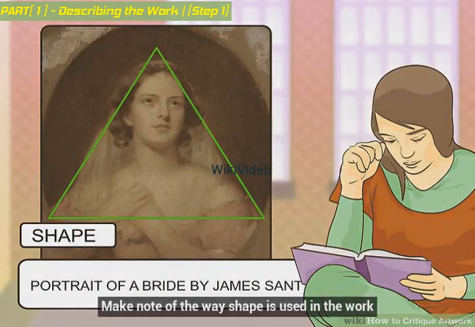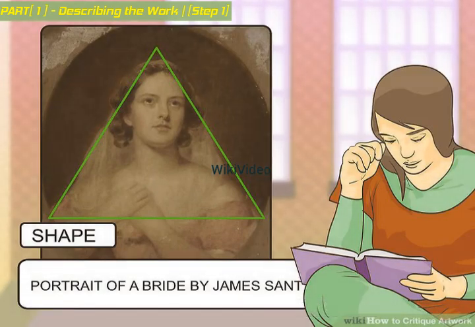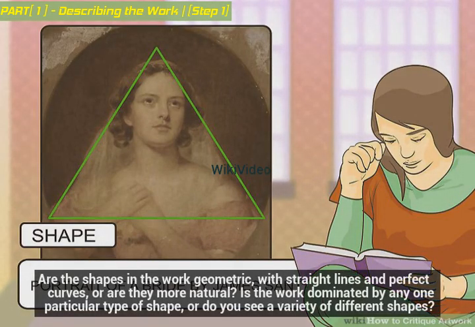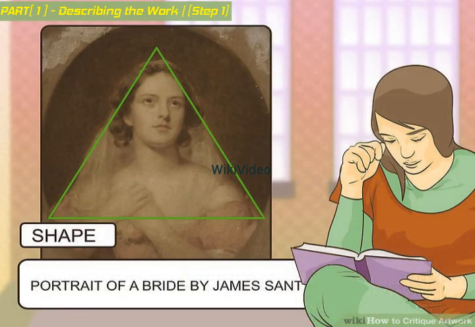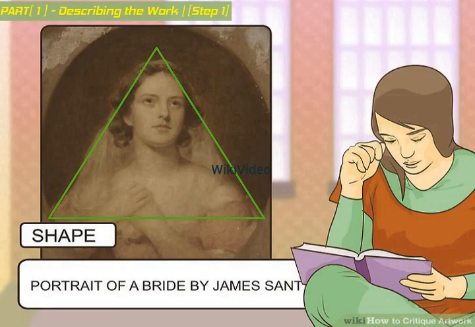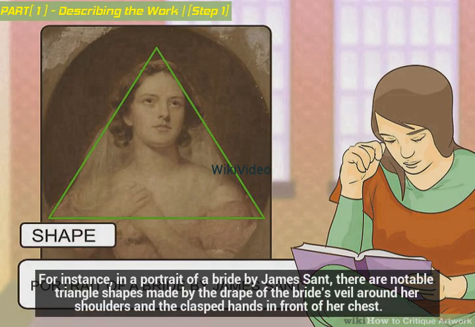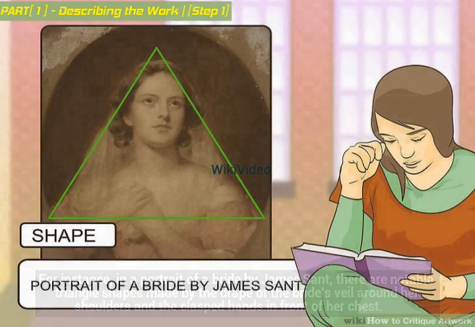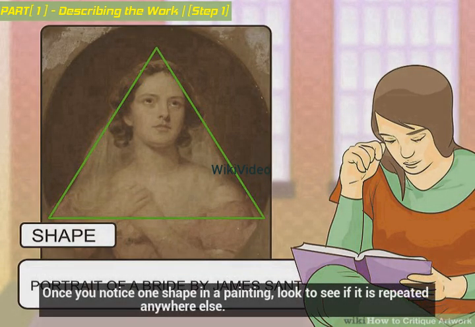Make note of the way shape is used in the work. Are the shapes in the work geometric, with straight lines and perfect curves, or are they more natural? Is the work dominated by any one particular type of shape, or do you see a variety of different shapes? Shapes play an important role in both abstract and representative works. For instance, in a portrait of a bride by James Saan, there are notable triangle shapes made by the drape of the bride's veil around her shoulders and the clasped hands in front of her chest. Once you notice one shape in a painting, look to see if it is repeated anywhere else.